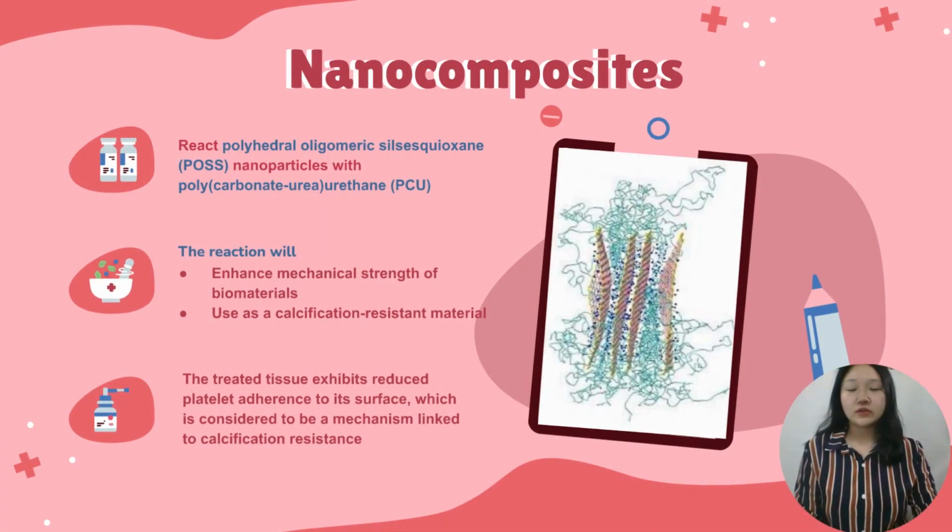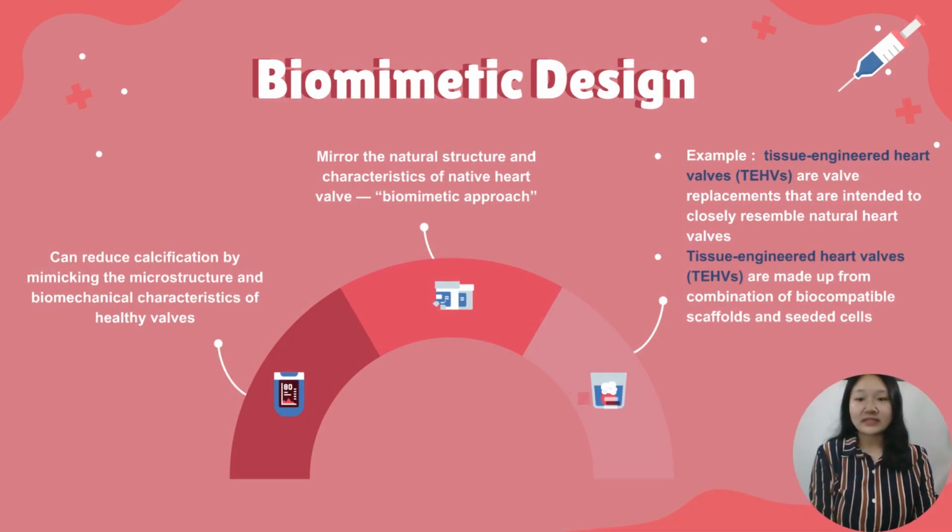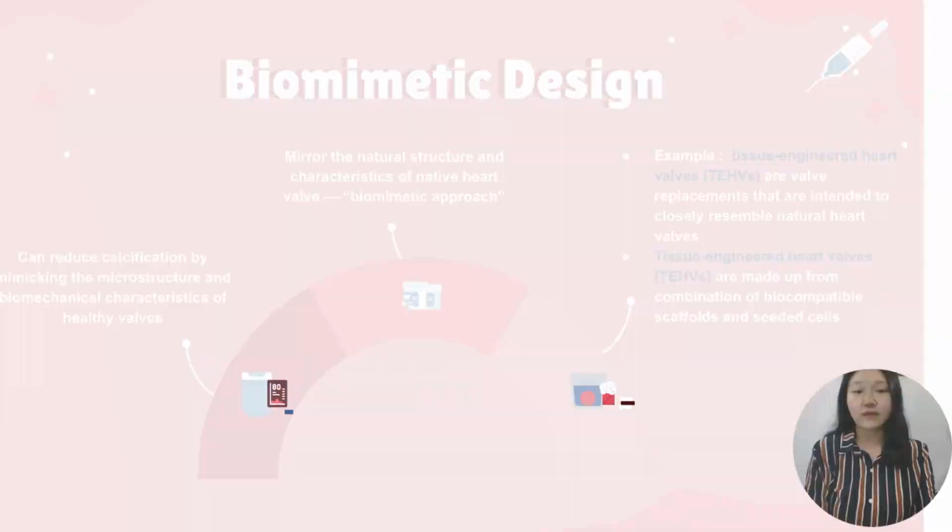Furthermore, nanocomposites are also a type of biomaterial approach that can prevent calcification in the heart valve, by reacting nanoparticles with PCU. The reaction will enhance the mechanical strength of biomaterials, and it can be used as a calcification-resistant material. As a result, the treated tissue exhibits reduced platelet adherence to its surface, which is considered to be a mechanism linked to calcification resistance. Biomimetic design can also reduce calcification by mimicking the microstructure and biomechanical characteristics of a healthy valve, and it can mirror the natural structure and characteristics of the native heart valve.